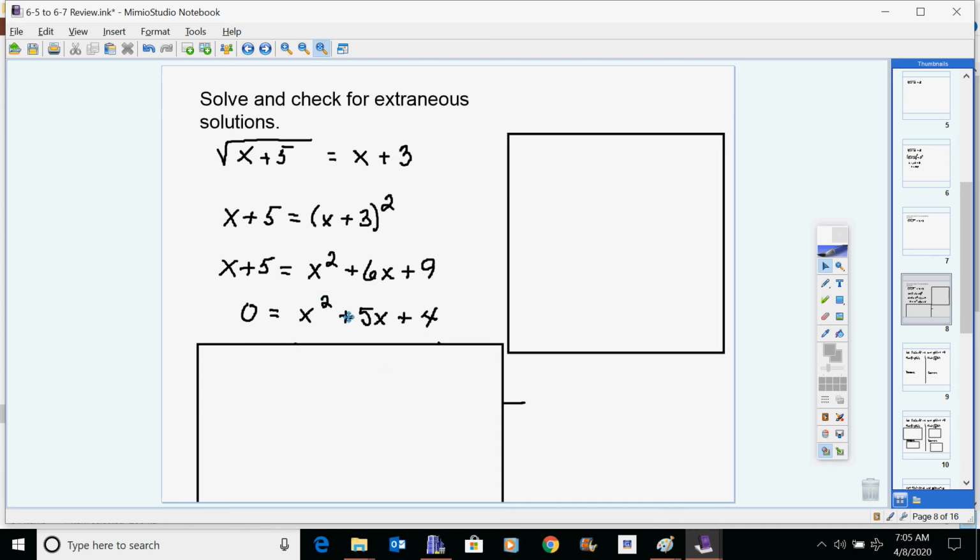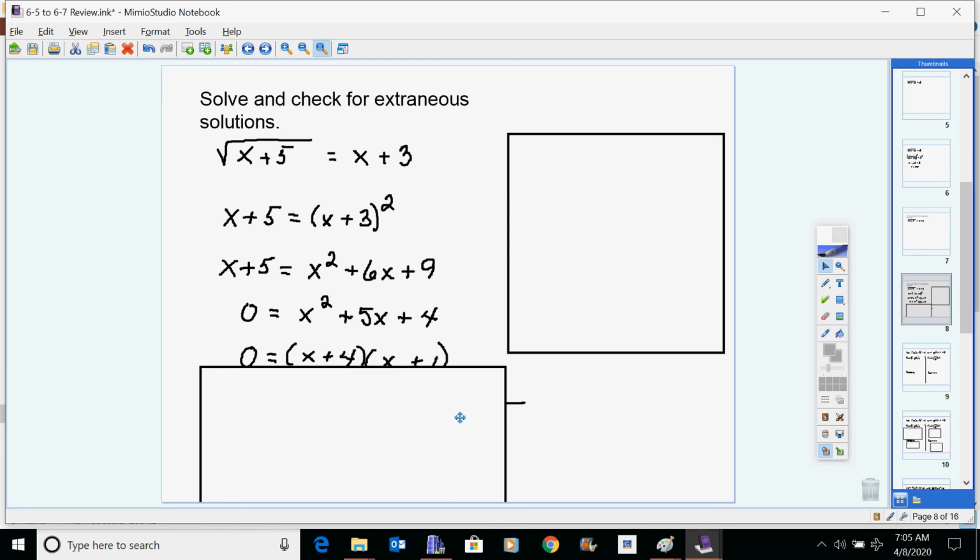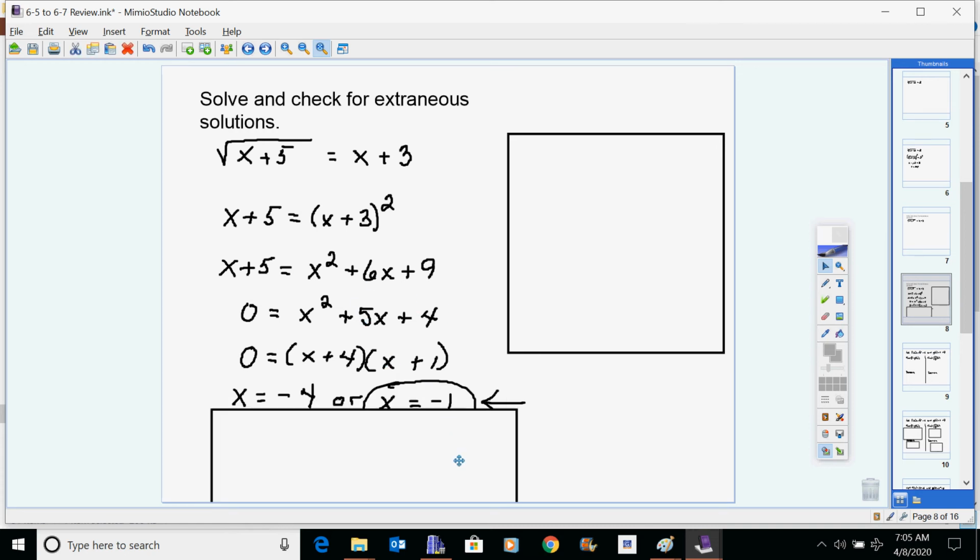This is factorable. Always check for factorable first. So it factors to x plus 4, x plus 1. The factors of 4 that, when you add them, give you 5 are 4 and 1. That gives us 2 possible solutions. Notice I have one circled and one not.